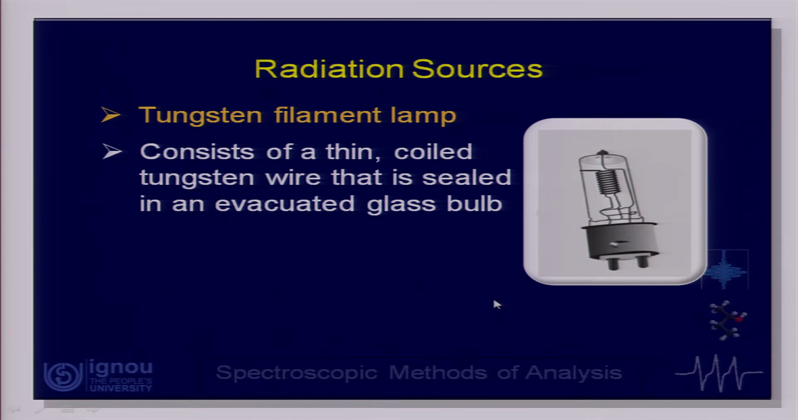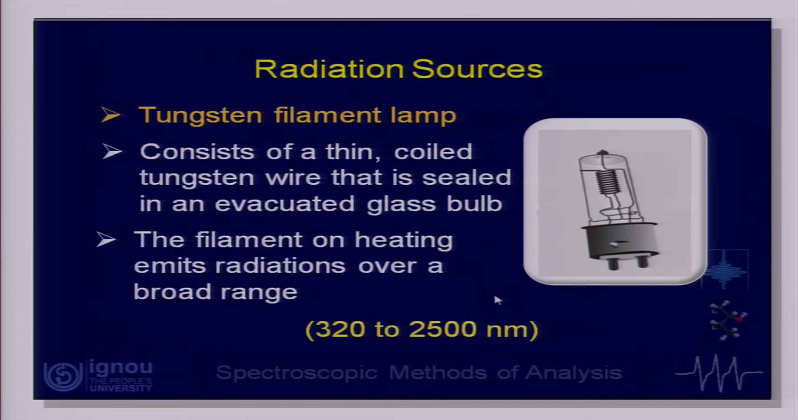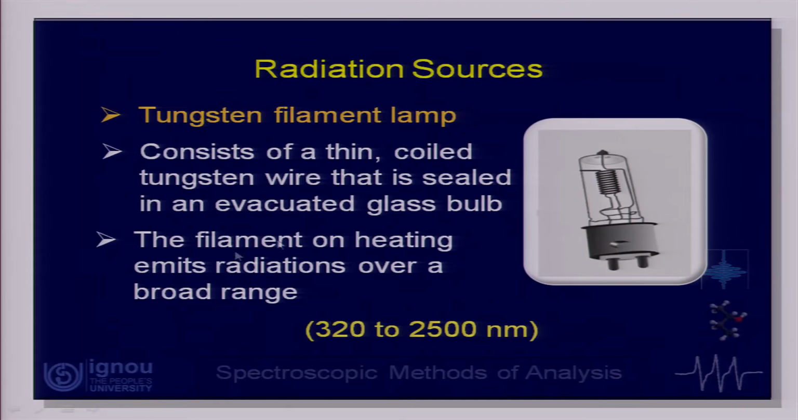So, when you give electrical energy to that, this filament gets heated up. It is typically like the bulbs we use at home. When the current passes through, this tungsten filament gets heated up and starts glowing. When it glows, it gives out radiation in a wide range, from about 320 nanometers to about 2500 nanometers. It is a very, very broad range.